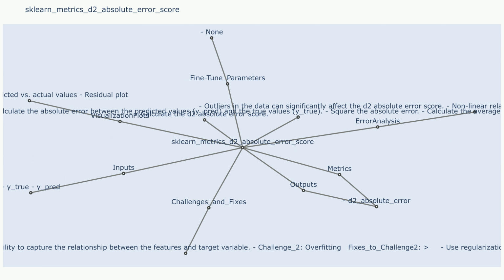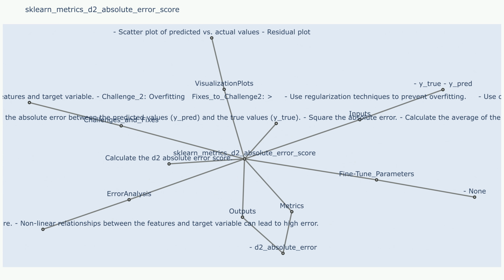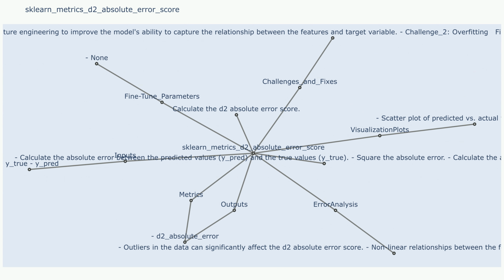Visualization plots. Scatter plot. A scatter plot can be used to visualize the relationship between the predicted values and the true values. This can help to identify areas where the model is making larger errors. Confidence intervals can be used to estimate the uncertainty in the model's predictions.